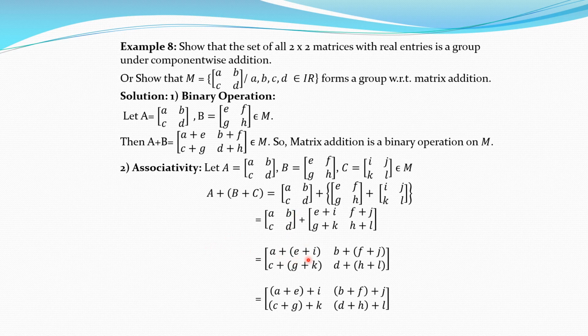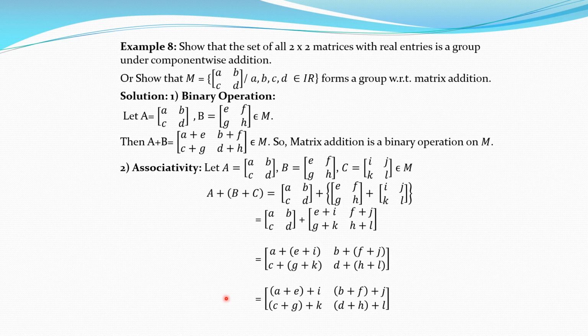Now all are real numbers, and in the real numbers, addition is associative in every element. By using associativity of addition, we write this as A plus E plus I. Again, B plus F plus J and so on. Now, we have to show that this is equal to A plus B plus C.